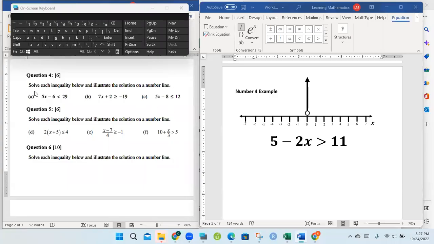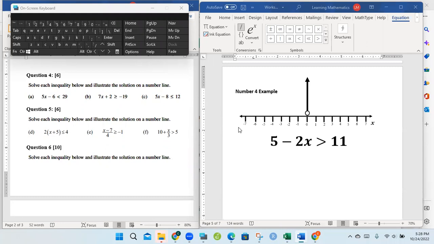Number 4 says to solve each inequality below and illustrate the solution on a number line. Because when you solve an inequality, remember you're saying all the numbers that are, like a set of numbers. Where are these numbers on the number line? It's not like saying x is equal to. When you say x is equal to, you have to say there is a value that is equal to.